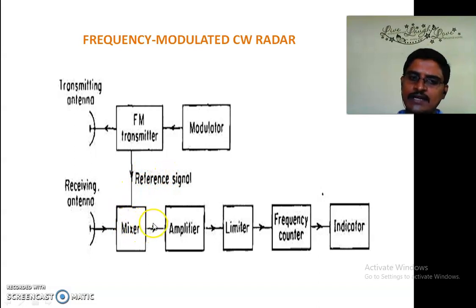The mixer generates the difference frequency between these two signals and gives it to the amplifier. The amplifier amplifies the IF frequency, which is given to the limiter. The limiter eliminates any amplitude variations of the received signal, and it is given to the frequency counter. The output of the frequency counter is given to the indicator. This is the overall operation of FM CW radar. The main difference is that in CW radar there is no FM transmitter.